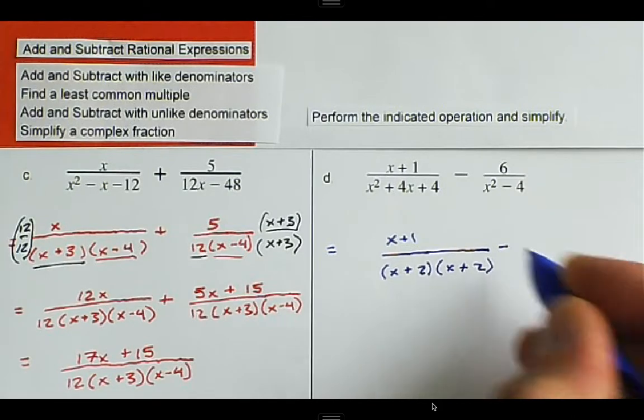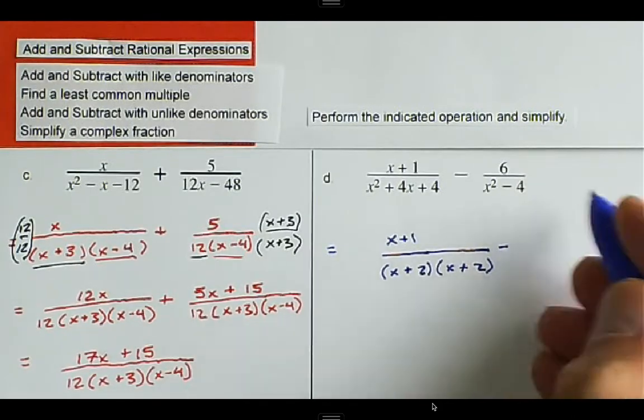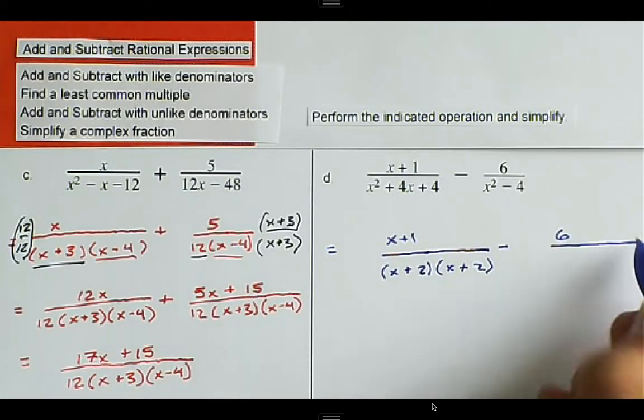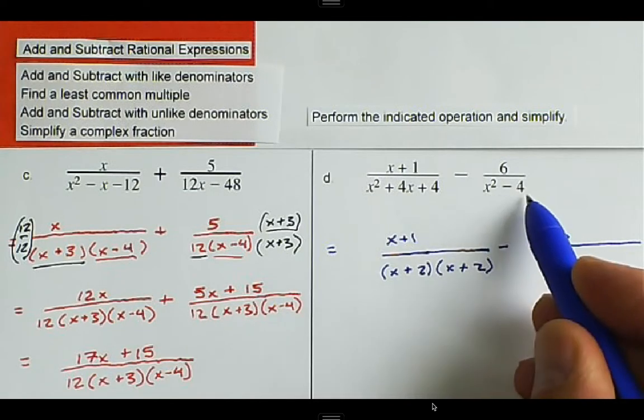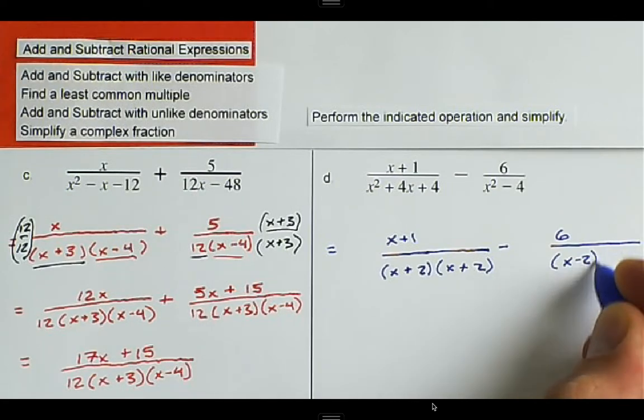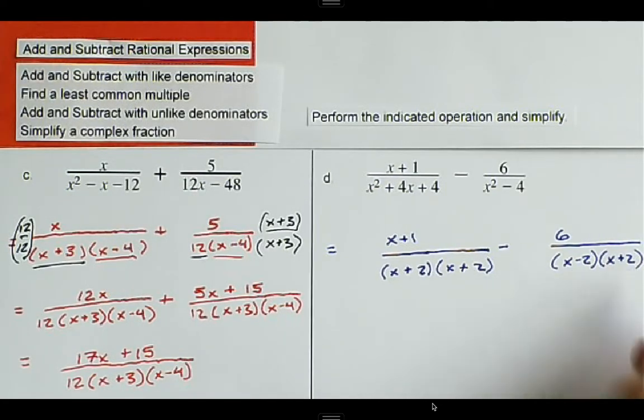And then we're going to subtract this. We still have the 6 there, so the 6 is going to stay in the numerator. And we have x squared minus 4, so that's a difference of squares. So we can have x minus 2, x plus 2. So let's take a look and see what we have that's the same. On the left side here, we have an x plus 2. On the right side, we also have an x plus 2. So those are already accounted for. Those are in both. We don't have to add them.